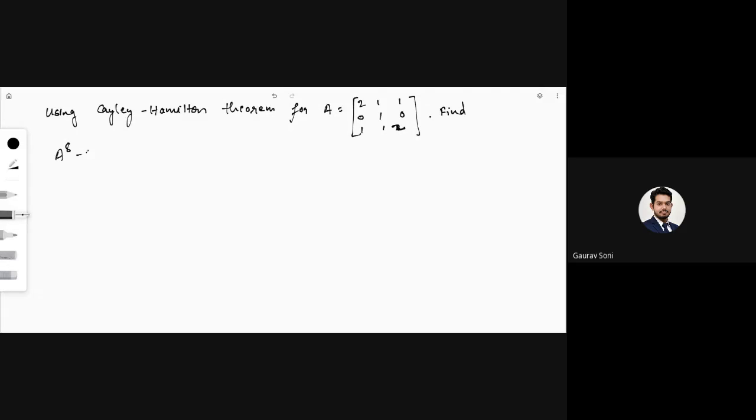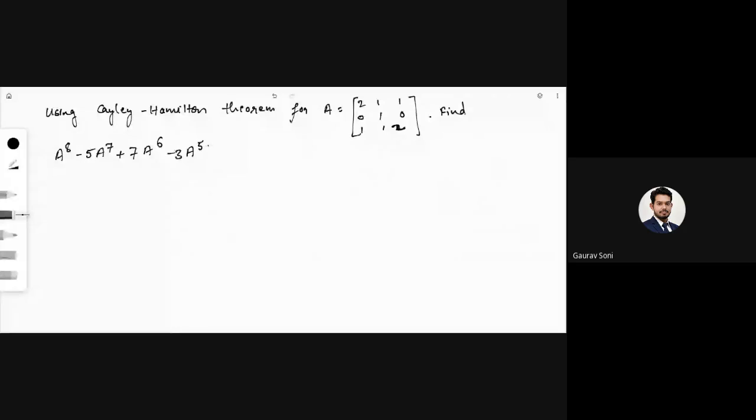So using the Cayley-Hamilton theorem, for A is equal to 2 1 1, 0 1 0, 1 1 2, find A raised to 8 minus 5A raised to 7 plus 7A raised to 6 minus 3A raised to 5 plus A raised to 4 minus 5A cube plus 8A square minus 2A plus I.